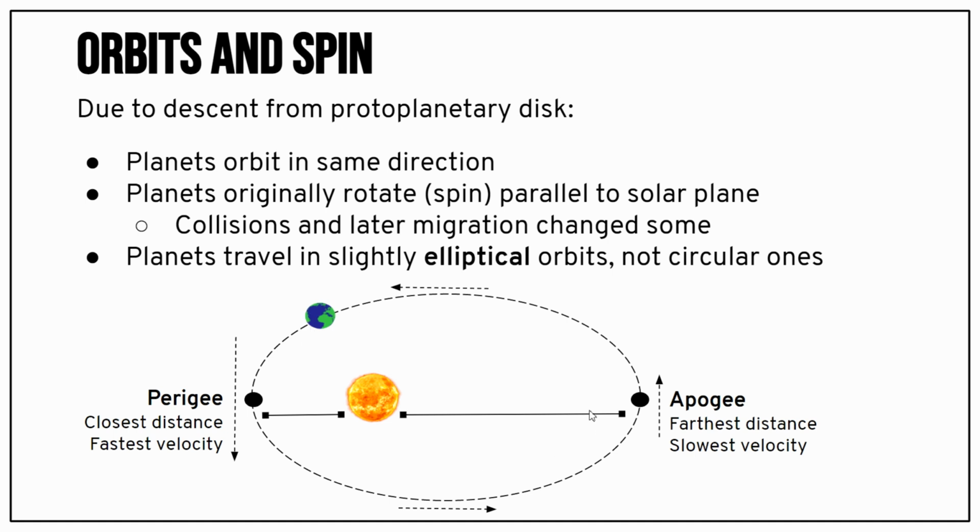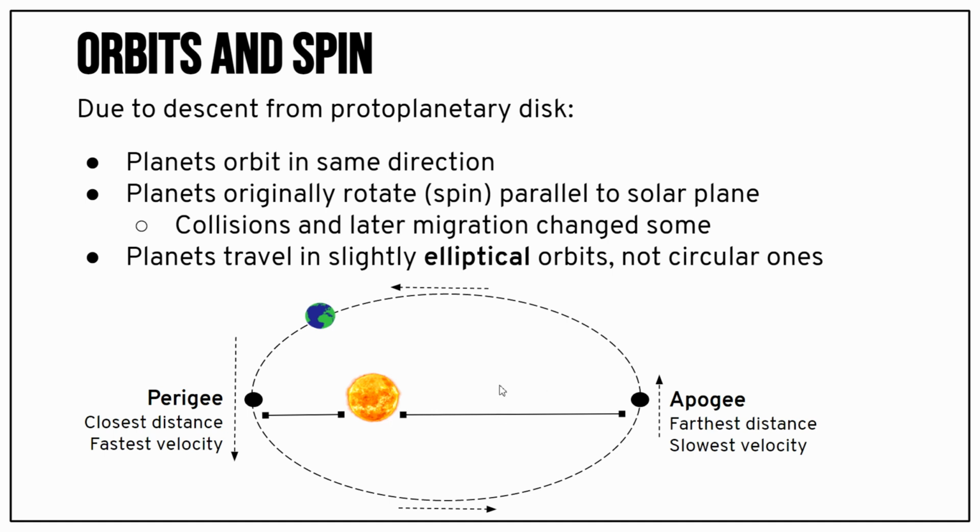Slightly elliptical, and then you have two vocabulary words here, perigee and apogee. Perigee is going to be the point where we're closest to the sun. Apogee is furthest away, and again, it's not that big of a difference here.